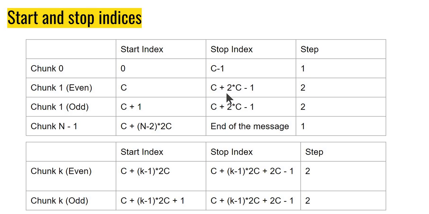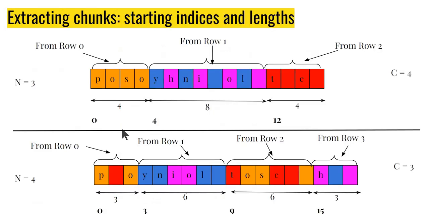The last chunk, on the other hand, will start from C plus n minus 2 times 2C. Now, again, this should not surprise you. Remember, there are totally n chunks, out of which n minus 2 are of length 2C. So there are n minus 2 times 2C, plus C for the very first chunk. So that's here. I come to this point and then I just read off all the values. So that's my last chunk.